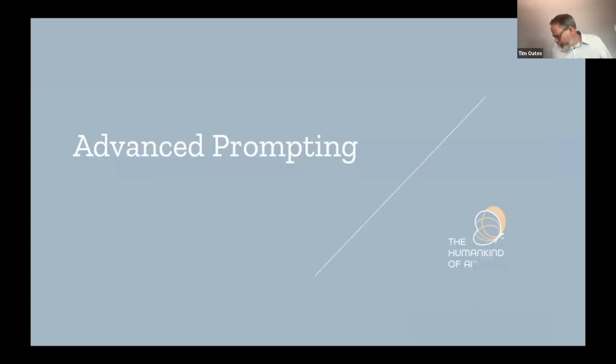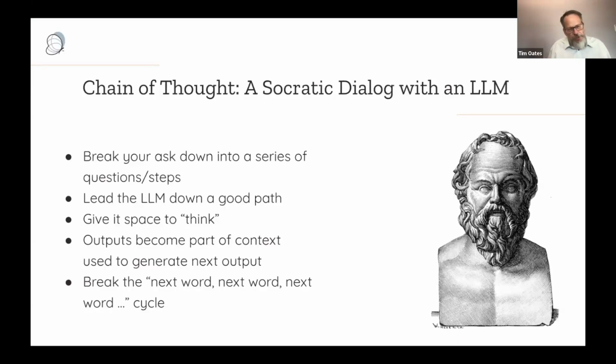Now we'll talk about one advanced prompting technique, which is super interesting and extremely powerful. It's called chain of thought. This was published in a paper, I don't know, probably 4 years ago at this point. It's basically you're engaging the LLM in a dialogue. So you break down the thing that you're asking into a series of questions or steps. We'll see an example of this on the next two slides. So what you're doing is you're trying to lead the LLM down a good path.